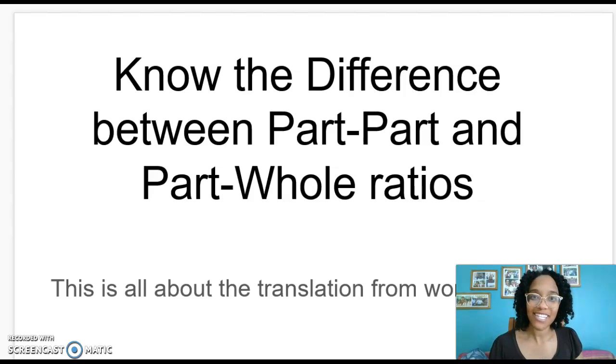To be the most successful ratio student, make sure you know this, make sure you can simplify, and always keep your ratios in the correct order.